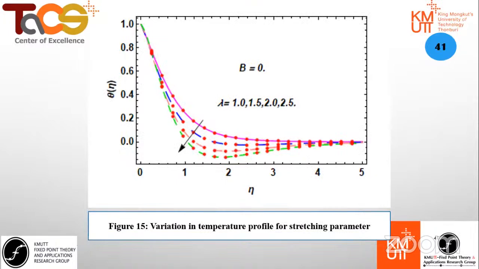Okay, this figure shows the variation in temperature profile for stretching parameter. So as I discussed before, the stretching parameter is a dimensionless parameter used in fluid mechanics to describe the stretching effect on a fluid flow. It is defined as the ratio of the velocity of the stretching surface to the free stream velocity. So when we increase this stretching effect, it increases the resistive forces within the fluid. These resistive forces will transfer some kinetic energy, so some energy will be lost from the system. As a result, the energy of the system will decrease. So by increasing the stretching parameter, the temperature of the fluid decreases.